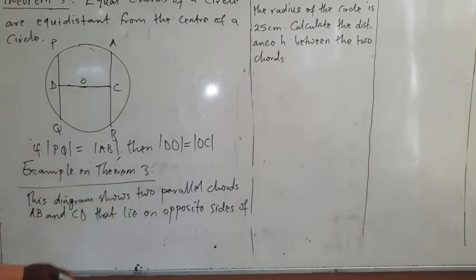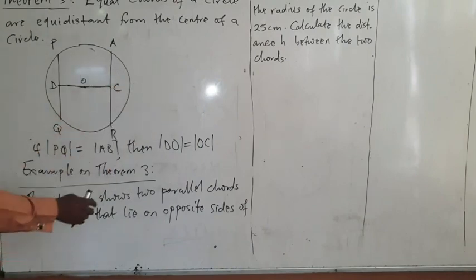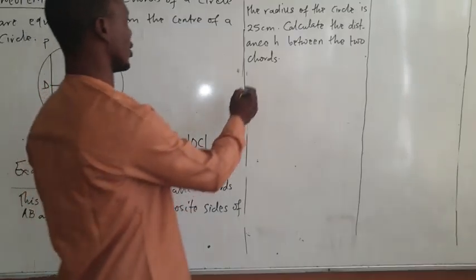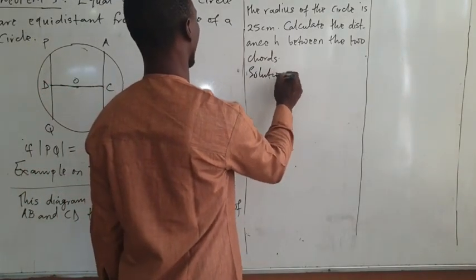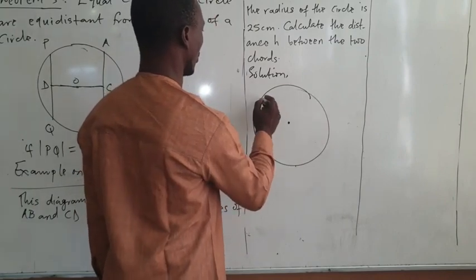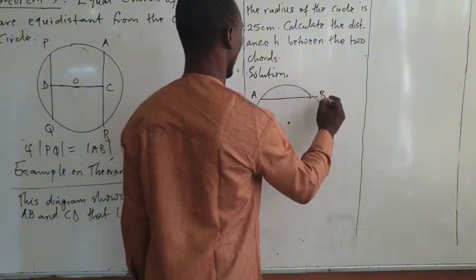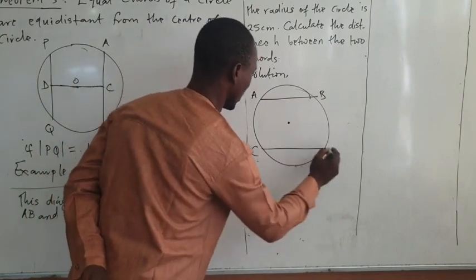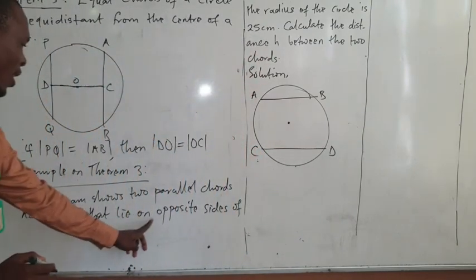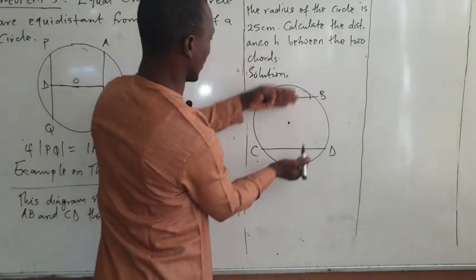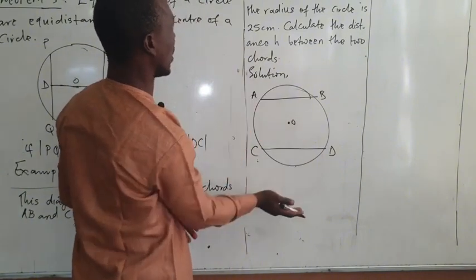We're given the diagram in the question, but we can interpret it by drawing the diagram ourselves. So this diagram shows two parallel chords, AB and CD. Let's draw the diagram. We have a circle, and here's the center of the circle. Let's say we have chord AB and chord CD, which lie on opposite sides of the center. So these are the opposite sides of the center.